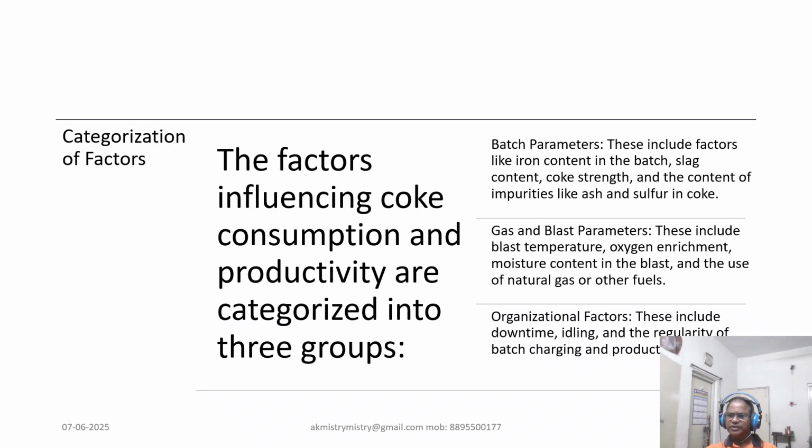Coming to the categorization of factors. Then we can say the parameters affecting coke consumption are broadly classified into three groups. First, batch parameters. These include iron and slag content, coke strength, and impurity levels such as ash and sulfur. Second, gas and blast parameters such as blast temperature, oxygen enrichment, moisture content, and alternative fuel like natural gas. The third, organizational factors like downtime, idling, and consistency in batch charging and product discharge. Now, each group plays a distinct role in blast furnace operation and requires tailored control strategy.